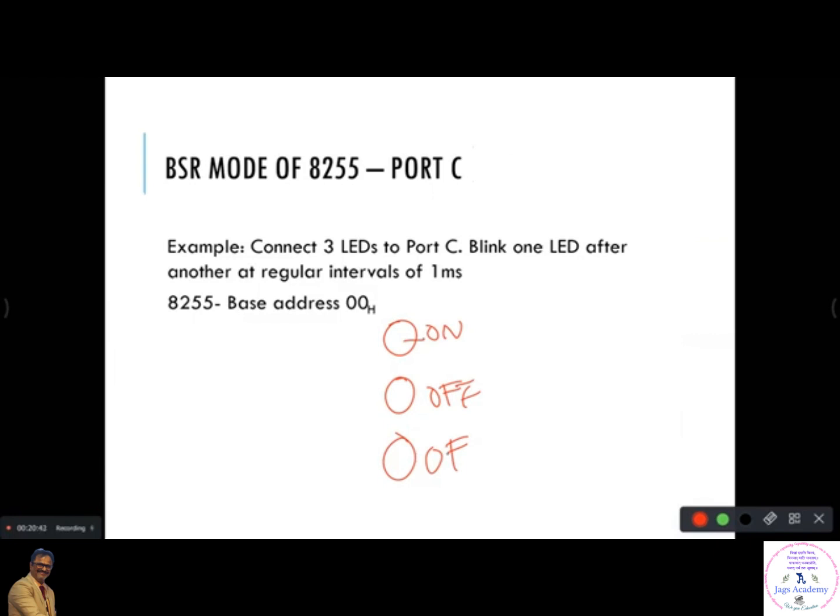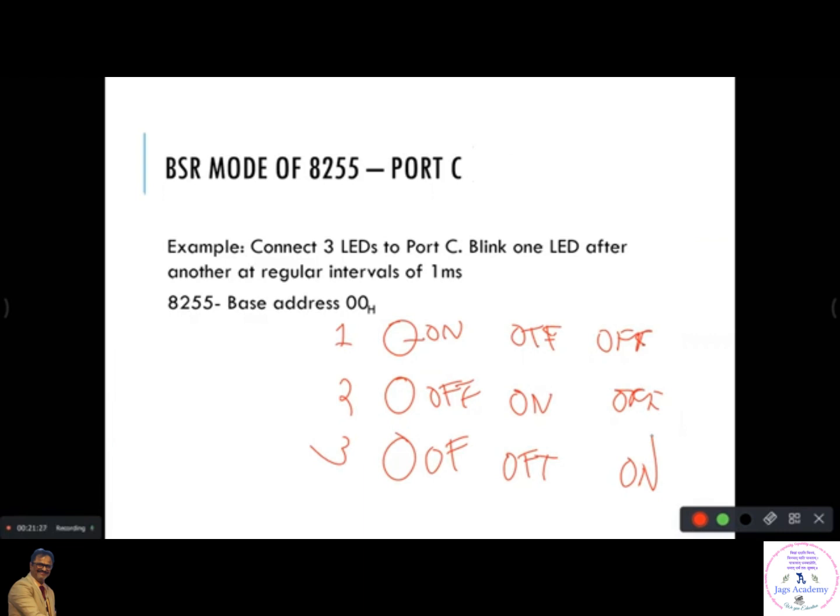Now after that, tell me which should be on and which should be off. This is LED 1, LED 2, LED 3. This will be off, this will be on, this will be off. After that, this is off, this is off, and this is on. After that, what should happen? It should repeat, right? It repeats continuously. Can you write a program for this?